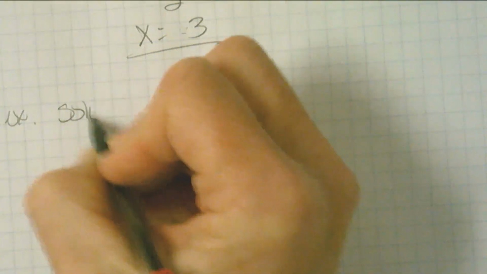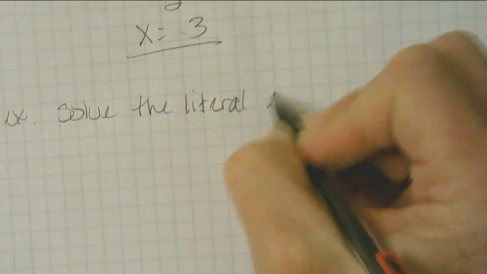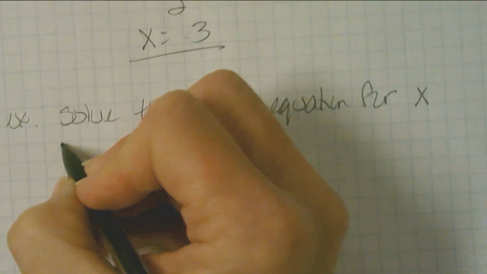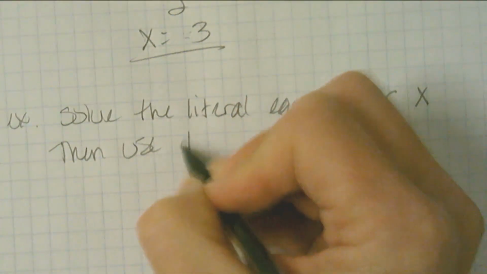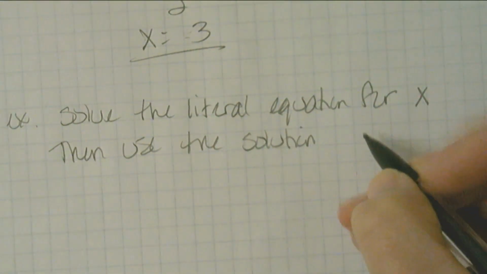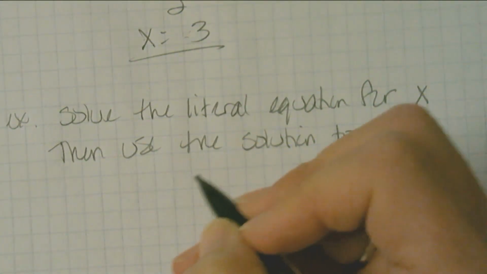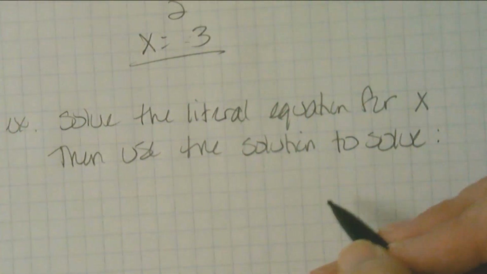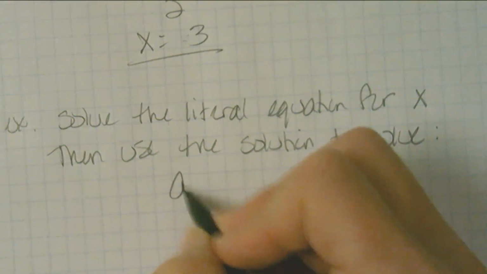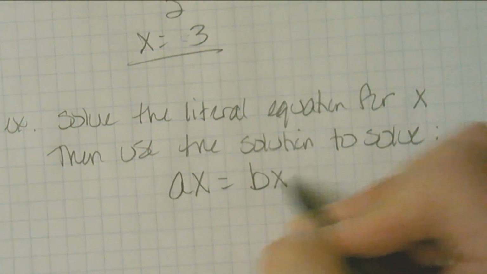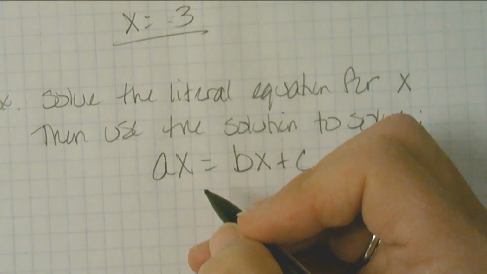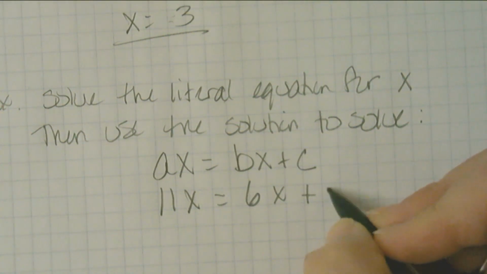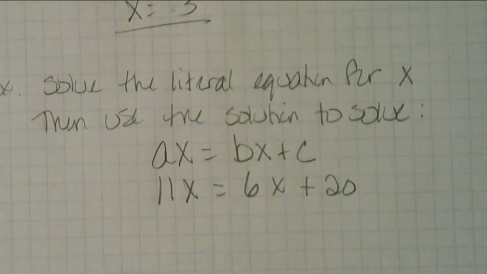So I want you to solve the literal equation for x, and then use the solution, or that new equation, to solve. I'll put a colon here because I'll put both of them down there. My first one is ax equals bx plus c. That's my literal equation. And the actual equation is 11x equals 6x plus 20. Go ahead and do this, please.